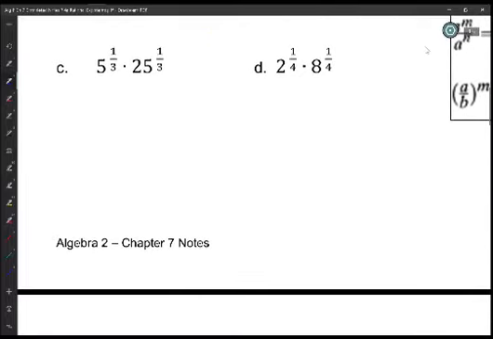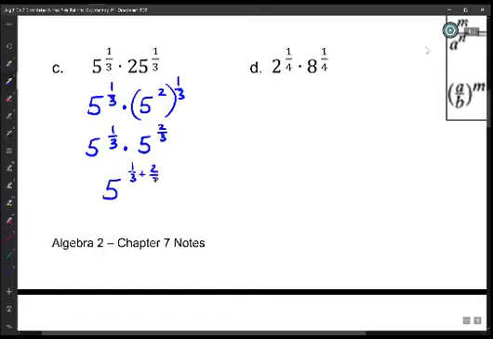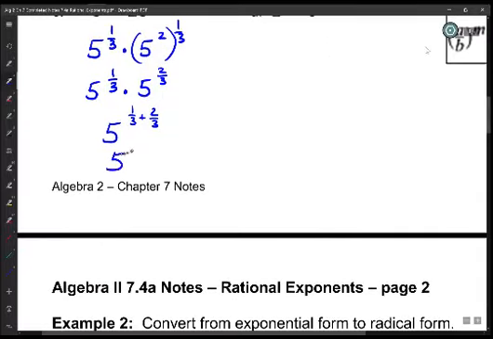Let's look down at C. We have 5 to the 1/3 times 25 to the 1/3. Well, we can't combine them unless the bases are the same. So I'm going to rewrite the 25 as 5 squared, to the 1/3. And then I'm going to multiply 2 times 1/3 to get 2/3. Now I have the same base, so I can add my exponents. 1/3 plus 2/3 is 3/3, which is 1. So we have 5 to the 1, or an answer of 5.